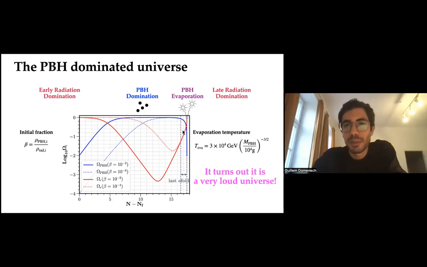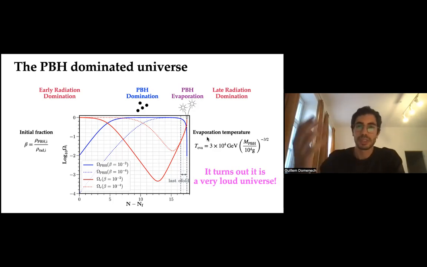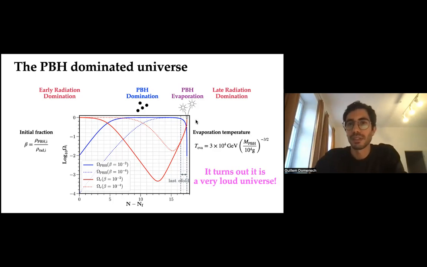So this is evaporation, and because the mass function is monochromatic, it will happen very fast. Here I show you the last e-fold. The evaporation, the moment when the primordial black holes disappear and radiation dominates, happens in less than a quarter of an e-fold. So this happens very fast. It turns out that if you compute the induced gravitational waves in this scenario, it gives a very loud signal.